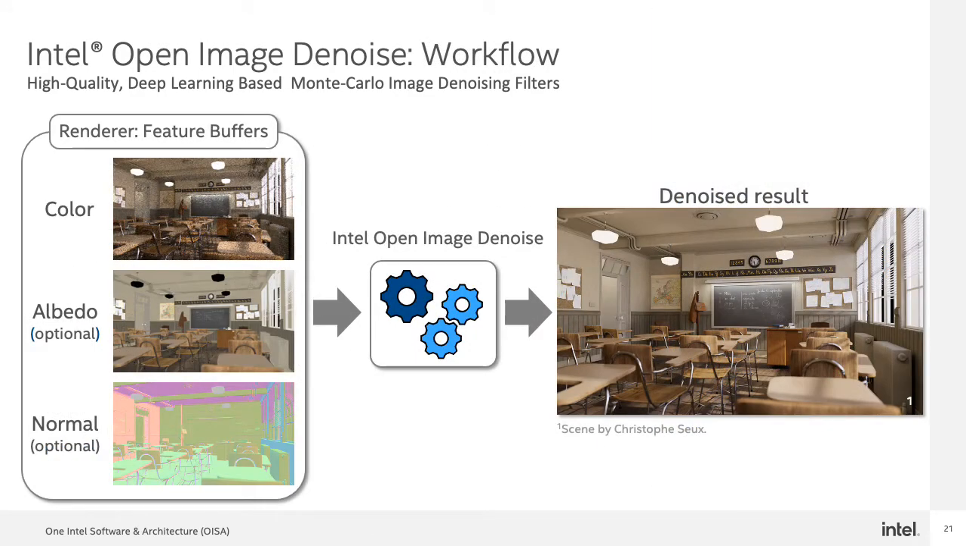How can you leverage the power of Open Image Denoise? We supply a pre-trained neural network that can take as input multiple image buffers that typically are available from today's renderers, such as the original noisy color image, along with optional albedo and normal passes, to output a high-quality, noise-free image close to ground truth.